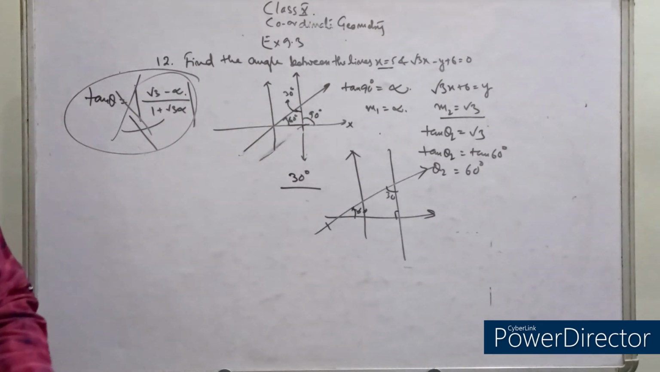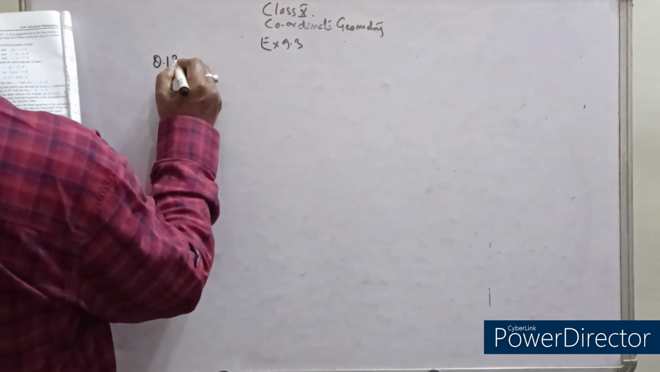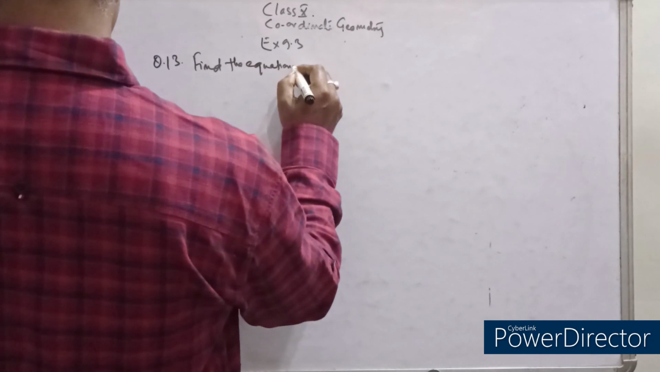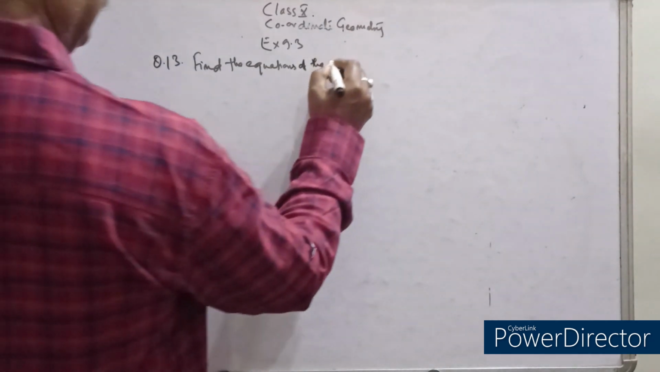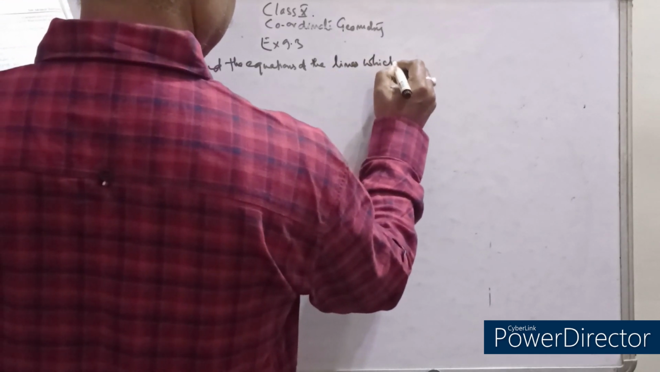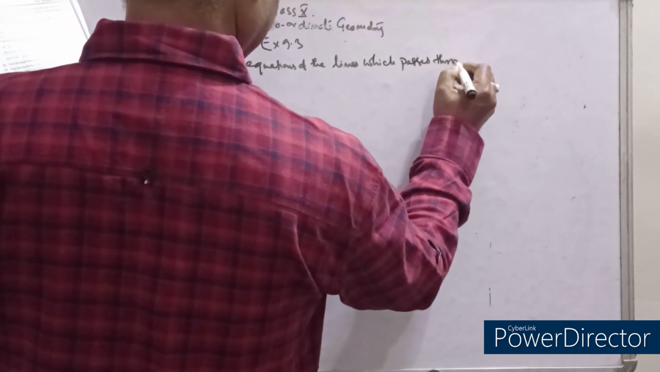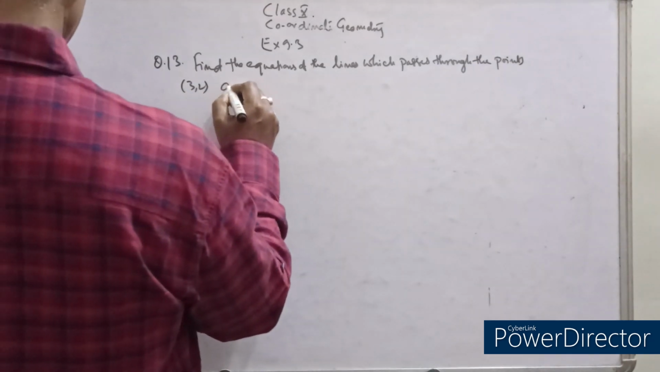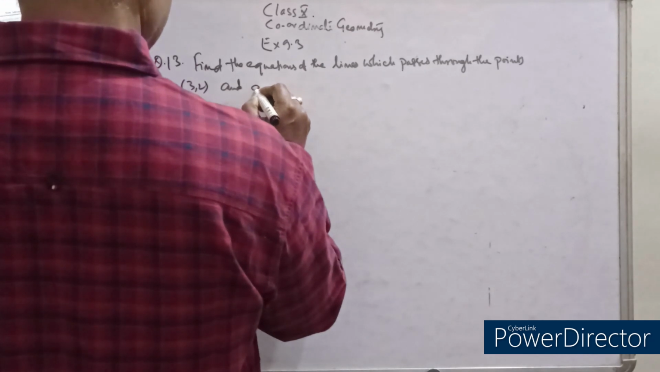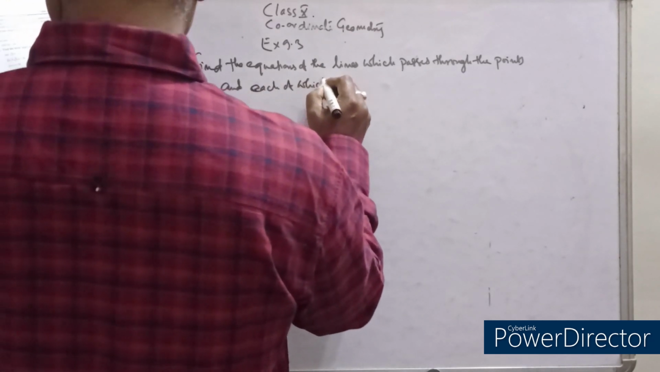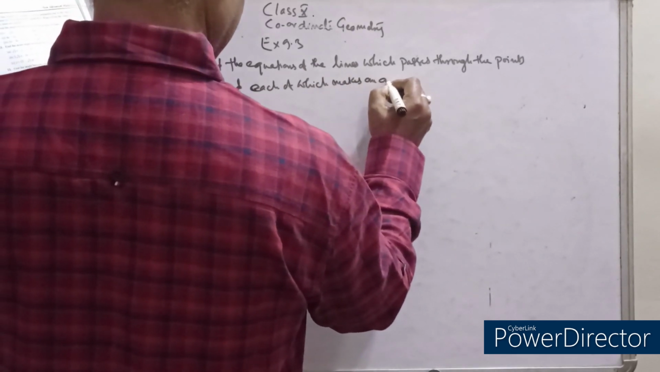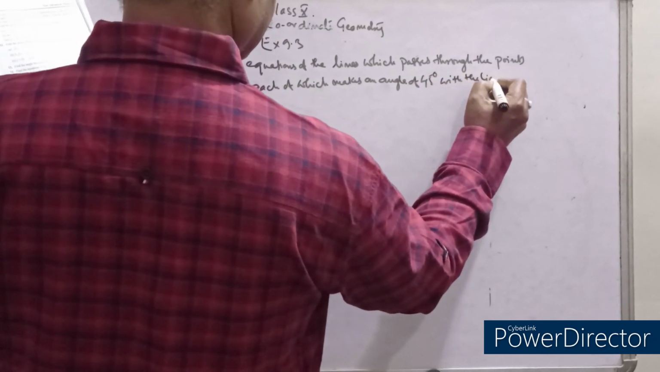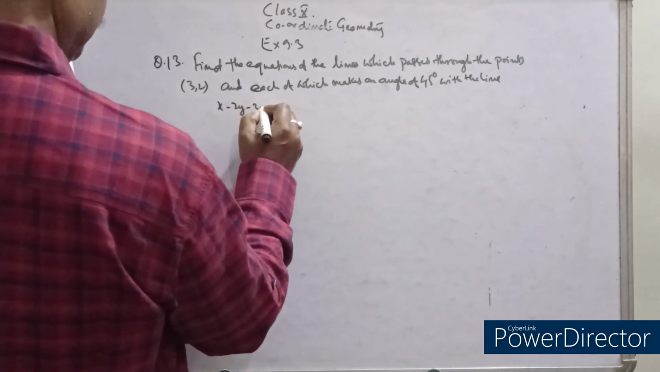My next question is question number 13. Here question number 13: find the equations of the lines which pass through the point 3, 2, and each of which makes an angle of 45 degree with the line x minus 2y minus 3 is equal to 0.